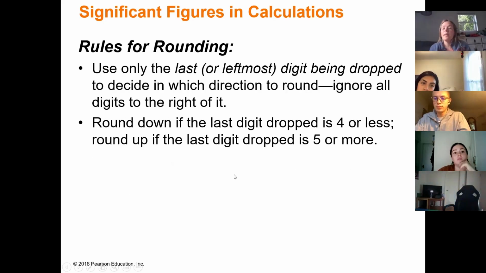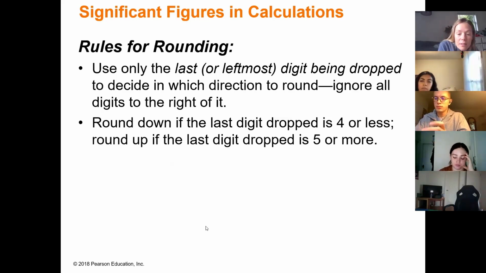Use only the leftmost digit that's going to get dropped to decide in which direction to round. You want to ignore all digits to the right of it. So round down if the last digit dropped is 4 or less. Round up if the last digit dropped is 5 or more.